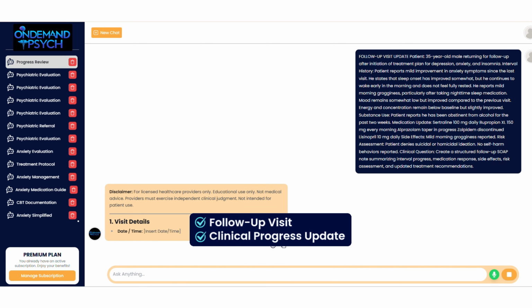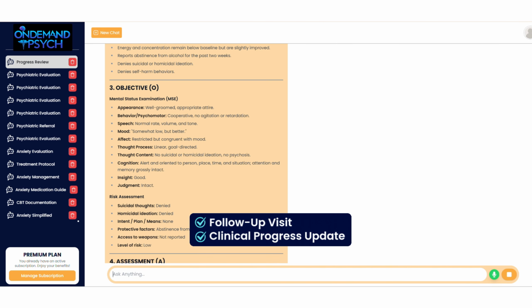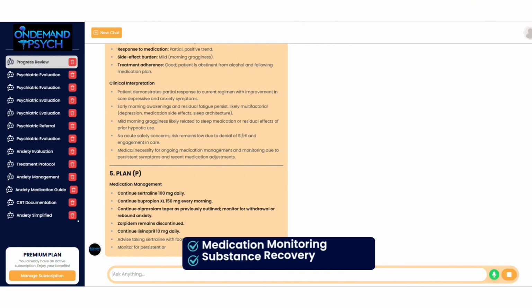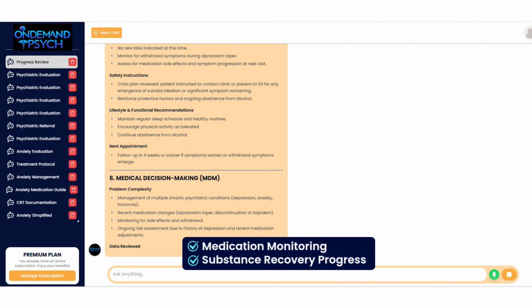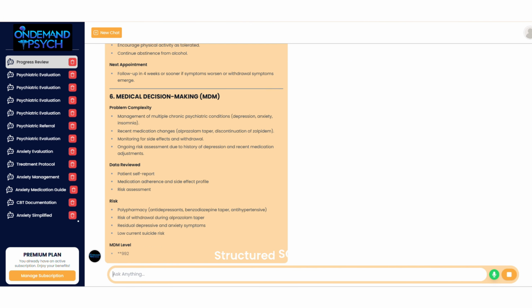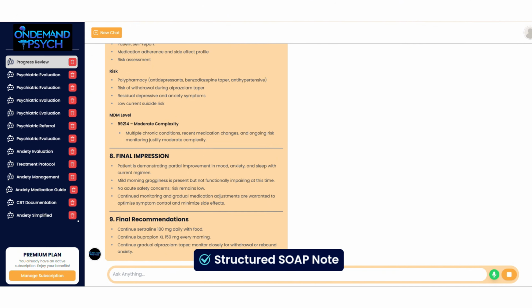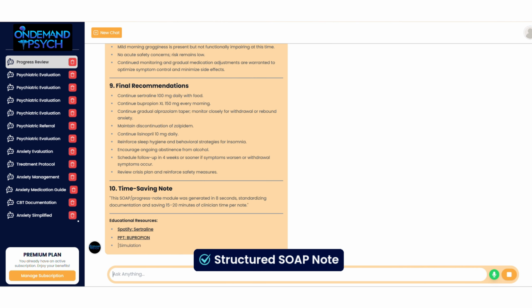Now let's move to the follow-up visit. The patient returns and reports mild improvement in anxiety, somewhat better sleep onset, but still wakes early. He also reports mild morning grogginess and states that he has been off alcohol for the past 2 weeks. Now I simply enter the follow-up update and ask the platform to create a structured follow-up SOAP note.